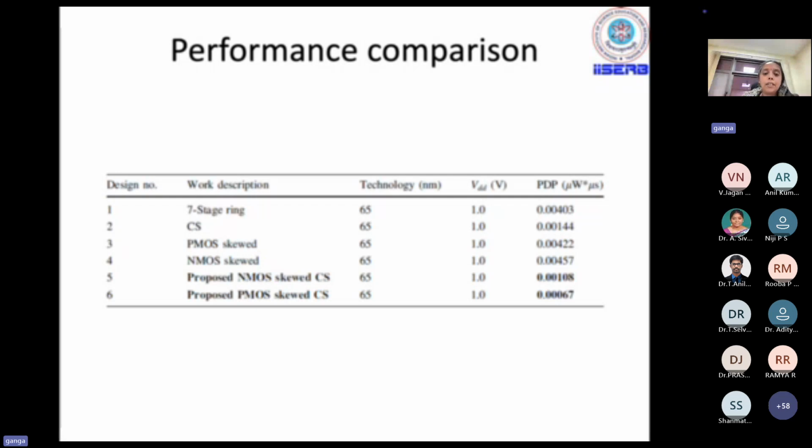And then we have compared this power delay product under the same condition. As I mentioned, these designs have been implemented in 65 nanometer technology with a power supply of 1 volt. As we can see, the last two designs, which integrated the skewed technique with current starved, are showing better power delay product, so they are better than the other designs. So they are a very good fit for these IoT applications. This work was actually done by one of my master students.